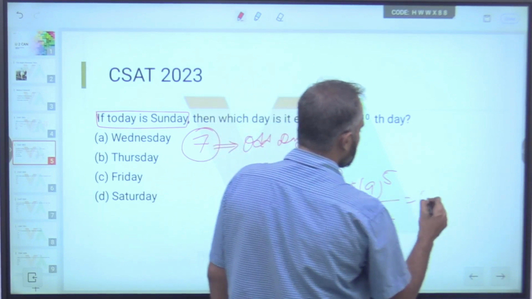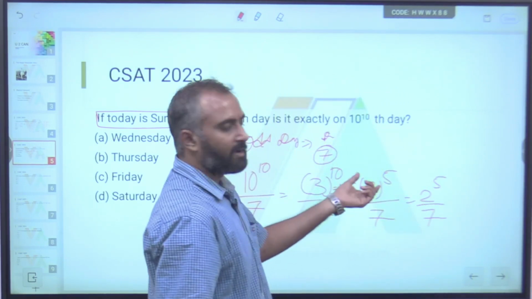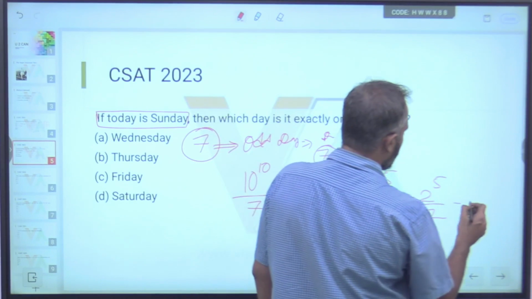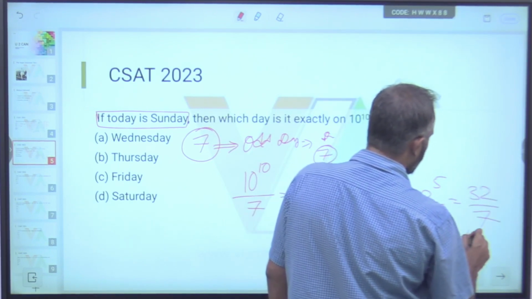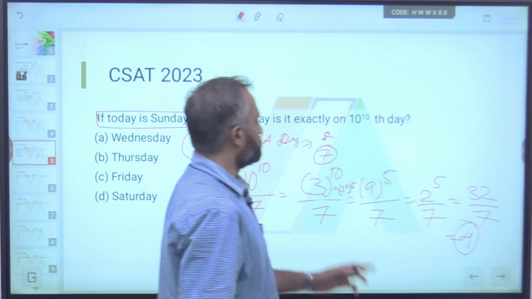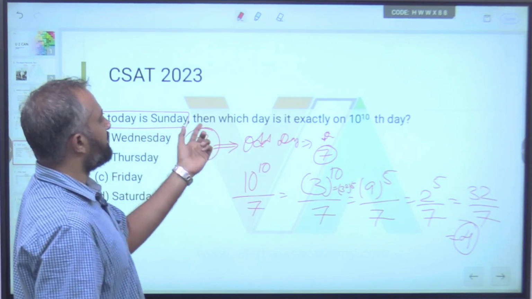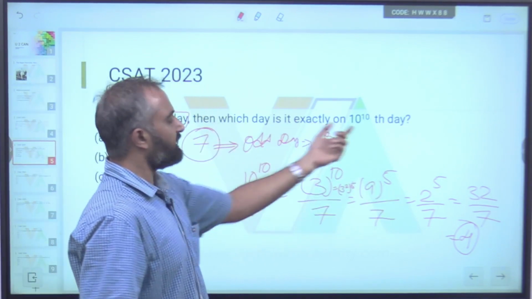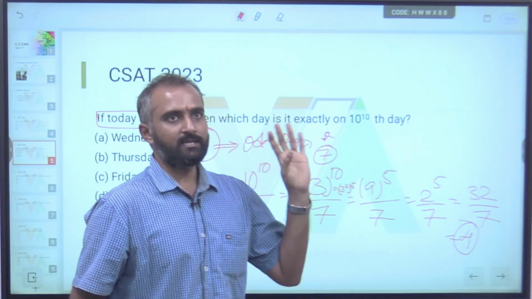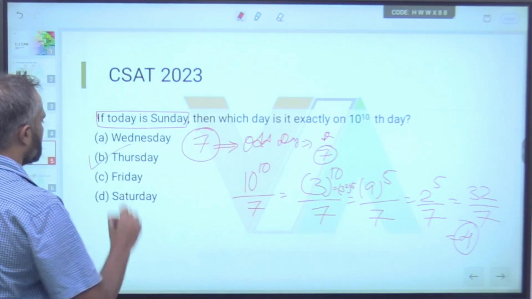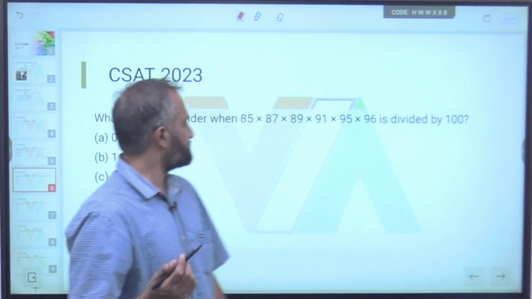Now, this is 2 to the power of 5 by 7, because the remainder is 2 here. 2 to the power of 5 is nothing but 32. 32 by 7, so the remainder is 4. So, there are 4 odd days. If today is Sunday, there are 4 odd days between this day and that day: Monday, Tuesday, Wednesday and Thursday, 4 days. So, Thursday is the answer. Simple. If you know the basics, that is enough.